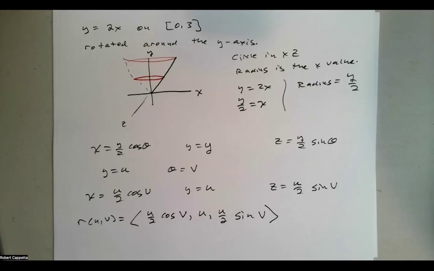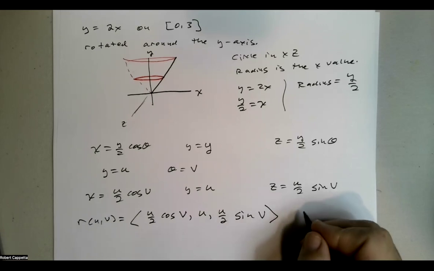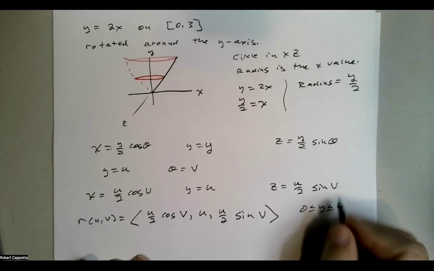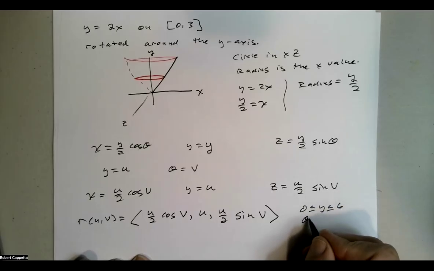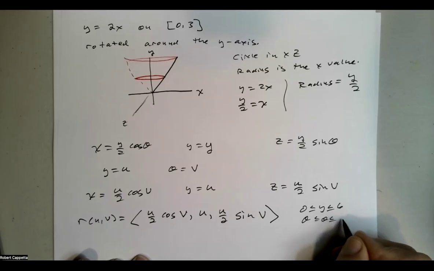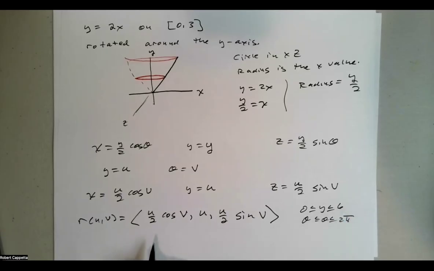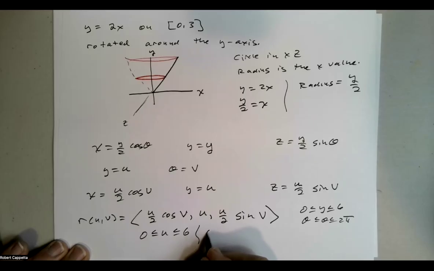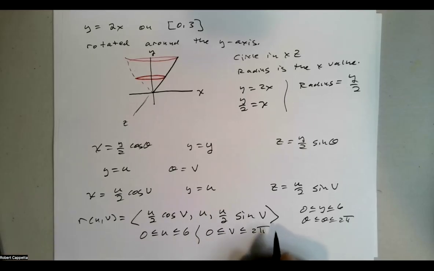Let's take a look at the graph. Note, if x goes from 0 to 3 and y is 2x, y is going from 0 to 6. So 0 ≤ y ≤ 6. And theta, of course, is between 0 and 2π. So that will tell me that u is between 0 and 6: 0 ≤ u ≤ 6. And v is between 0 and 2π: 0 ≤ v ≤ 2π.